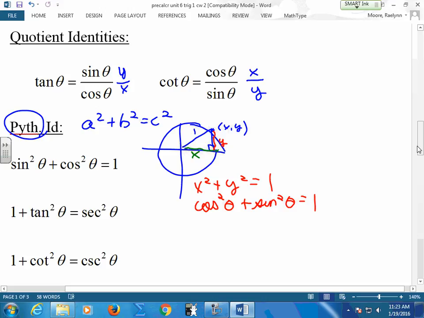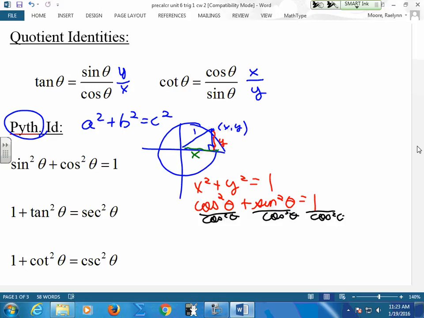Now, you don't have to memorize these either. Because to get those, I only have 2 things, cosine and sine. I can divide everybody by cosine squared. Cosine over cosine is 1. Sine over cosine is what? Tangent. And what's 1 over cosine? Secant. And since they're squared, I keep the squared. There's your second identity. How do you think I do the third identity?